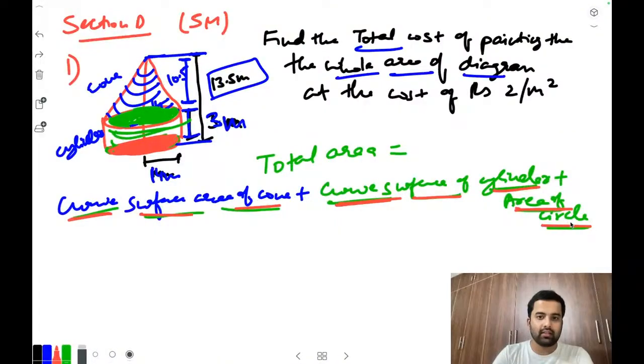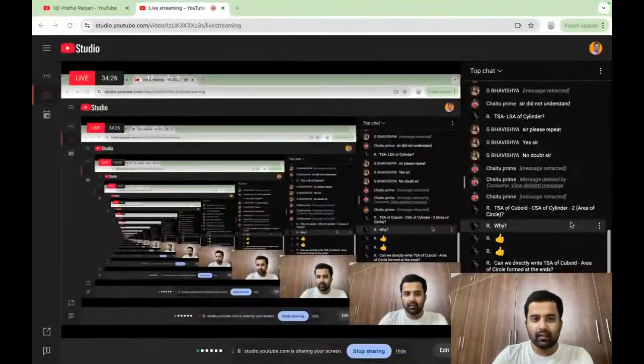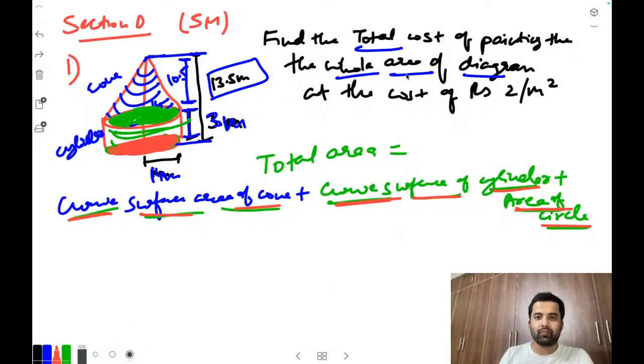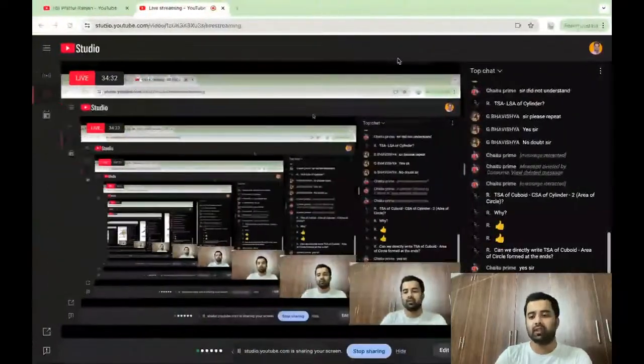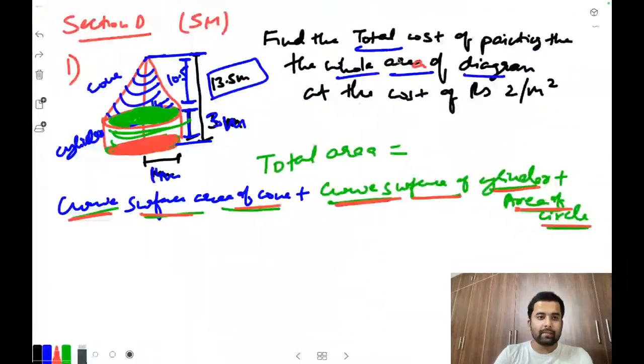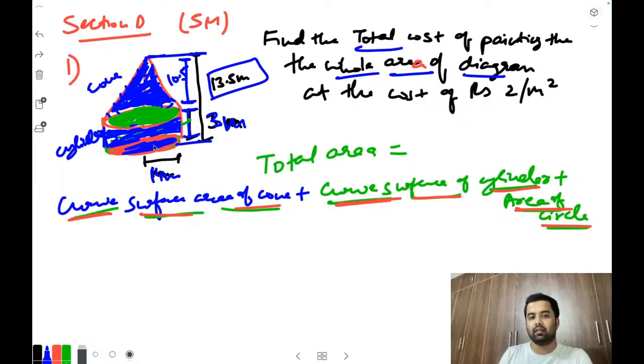Now is it okay? Let me know in the comment box, then only we'll proceed. Imagine it. See, we are painting only the side part of the cone. Then we painted the side part of the cylinder. And then we painted the circle bottom part. Correct now? Then only the whole thing will be painted.